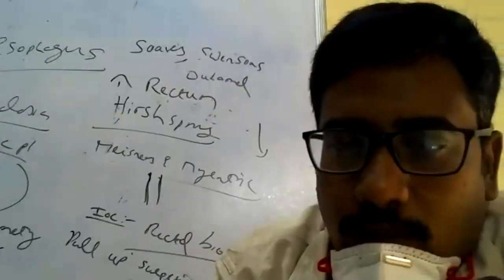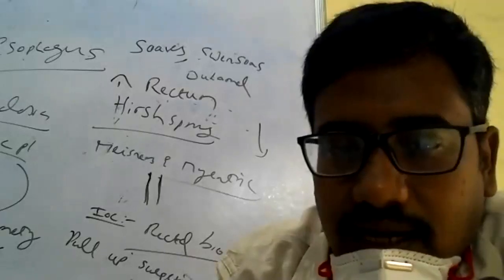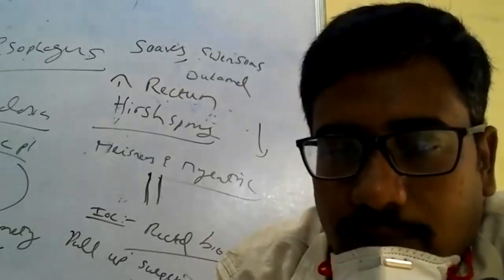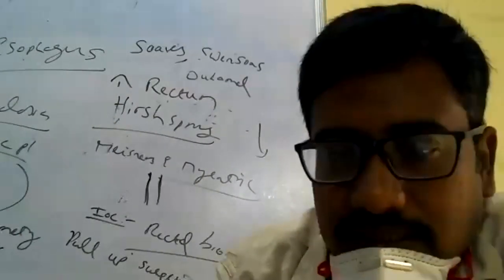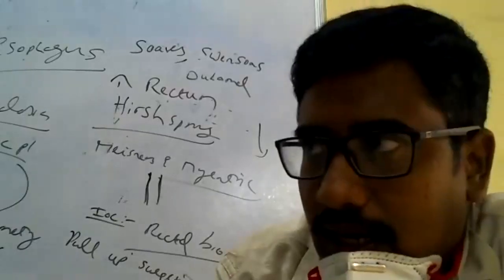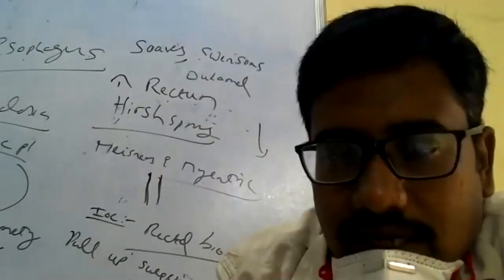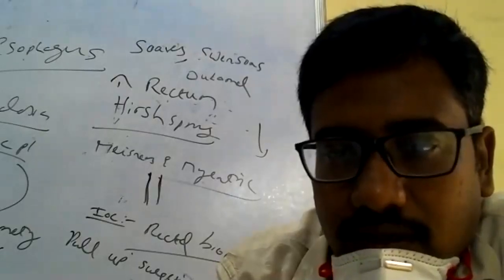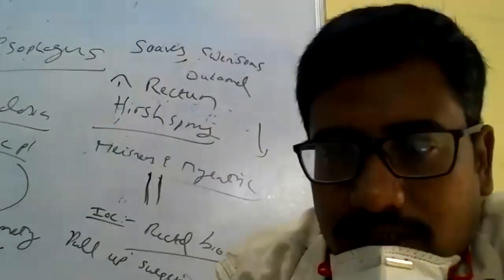What is the most common type of hiatus hernia? Is it sliding? It is rolling. Sliding, rolling, mixed, combined. The last, type 4, is combined.